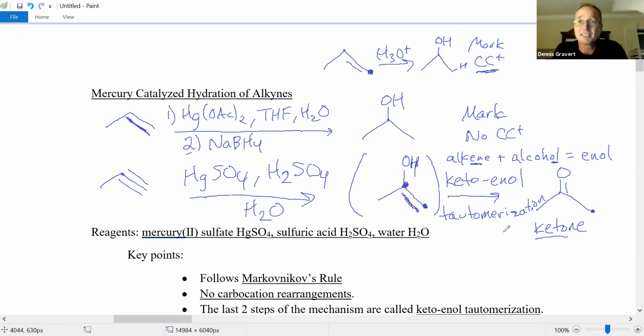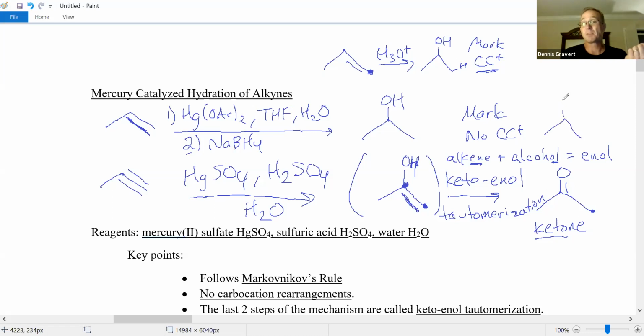Not on my tests, but we're going to see that term pop up a couple times throughout this whole year of organic chemistry. And now we know what it's referring to. The enol group changing into a ketone group, keto enol tautomerization. Bottom line, take an alkene with mercury, you get an alcohol. But take an alkyne with mercury, you get a ketone.